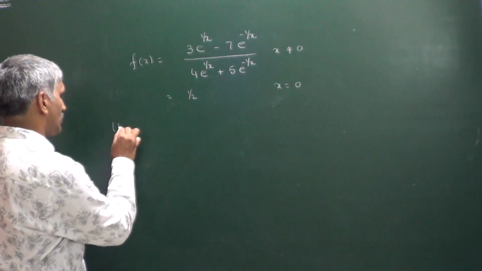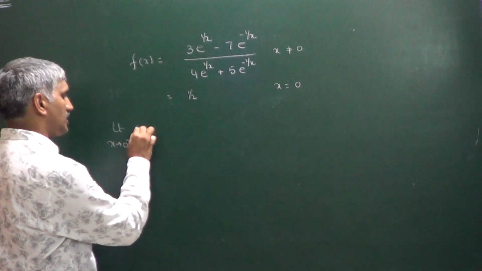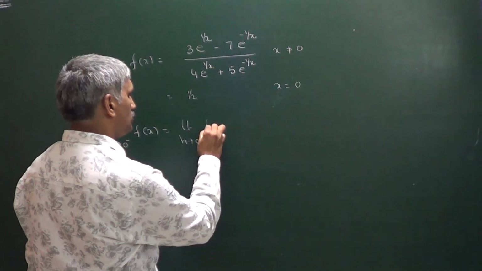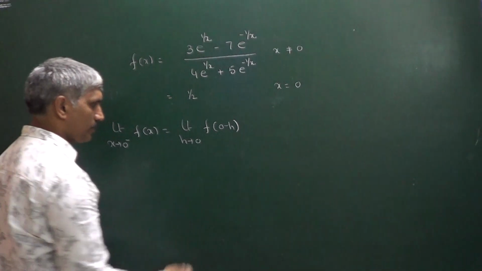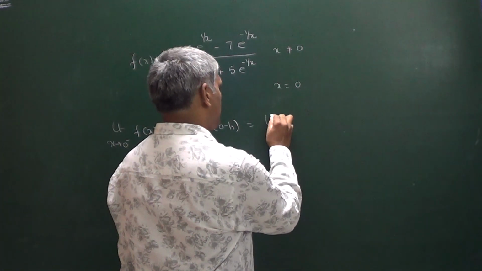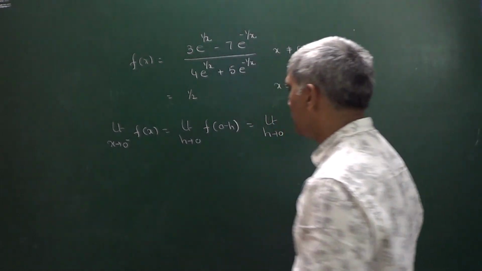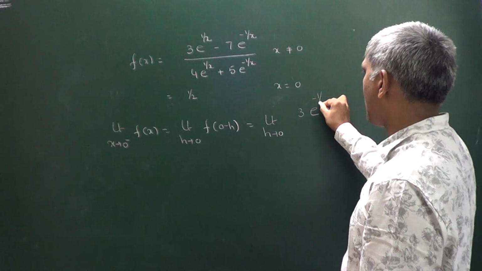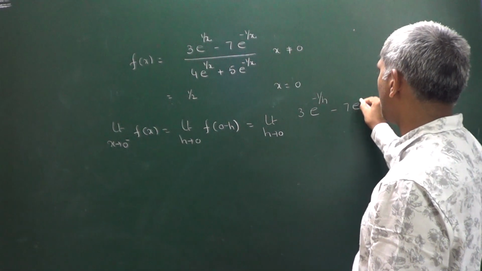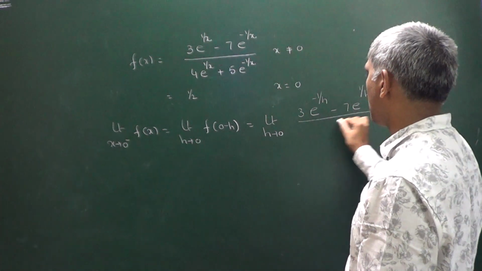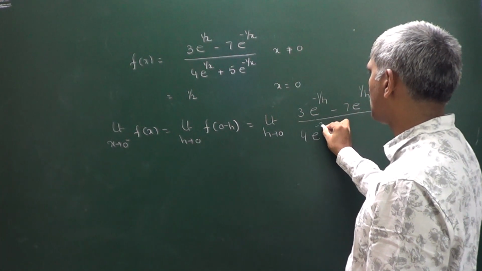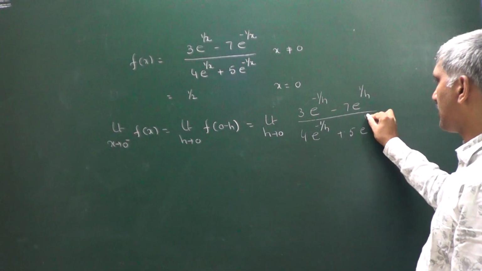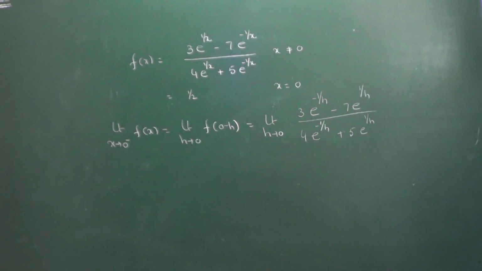Okay, first of all we will find the left hand limit. Limit x tends to 0 minus f of x is nothing but limit h tends to 0, f of 0 minus h. Now I can write this as limit h tends to 0. In place of x we have to write 0 minus h. So we will get 3 into e to the power of minus 1 by h minus 7 into e to the power of 1 by h, divided by 4 into e to the power of minus 1 by h plus 5 into e to the power of 1 by h. Wherever x is there, in place of x I have written minus h.